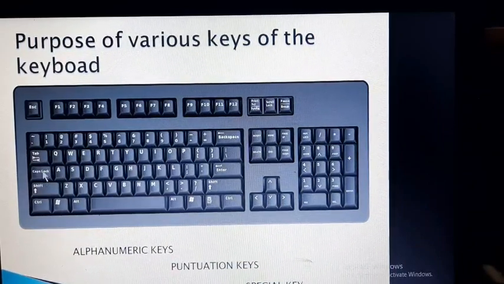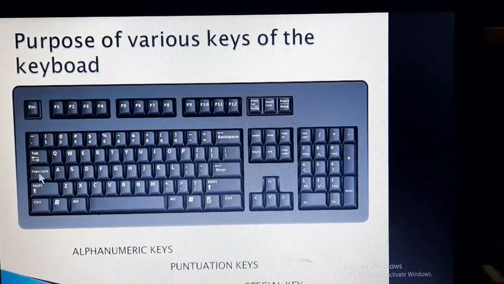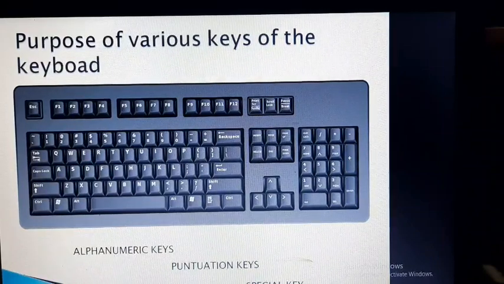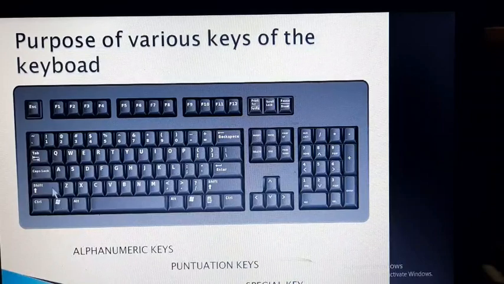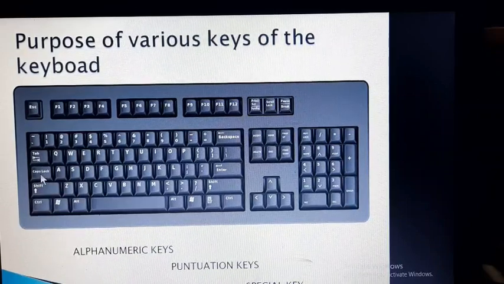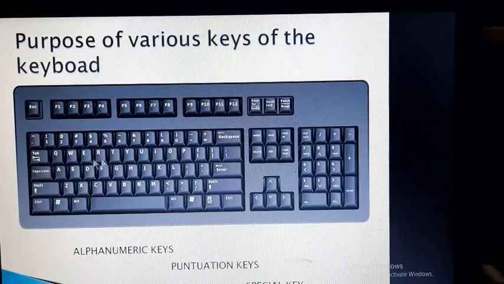Next one is the caps lock. This is the caps lock. It is used to make all alphanumeric characters uppercase. If you want to write anything with capital letters, then we need to turn on this caps lock. When it is on, there is a light indicating the caps lock is on. After that, we can write anything in capital letters.